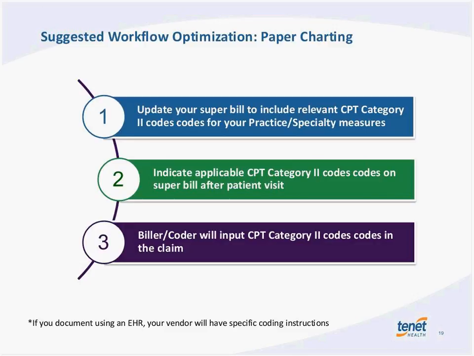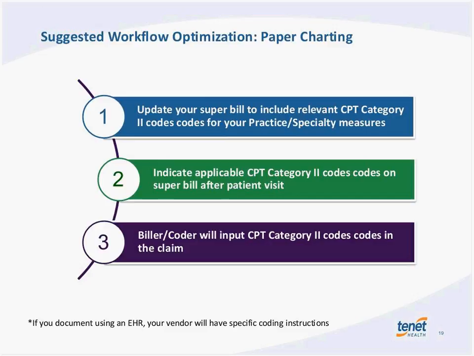Whatever paper mechanism is for you to capture your codes, you're probably going to want to update that with the most relevant CPT Category 2 codes for your practice for the specialty measures that you have elected. So you'd want to add those on that encounter form. When you're finished with your patient, you're going to circle your numerator code and your denominator code. And remember, you have to report on your claim form both your denominator and a numerator.